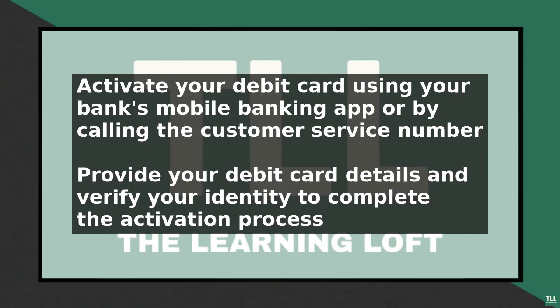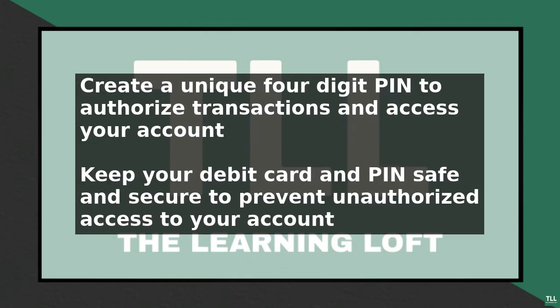Once you have activated your debit card, you will need to create a PIN. This can usually be done during the activation process or by visiting a bank branch in person. Your PIN is a unique 4-digit code that is used to authorize transactions and access your account. After activating your debit card and creating a PIN, you can start using your card to make purchases, withdraw cash, and access your account online or through mobile banking.